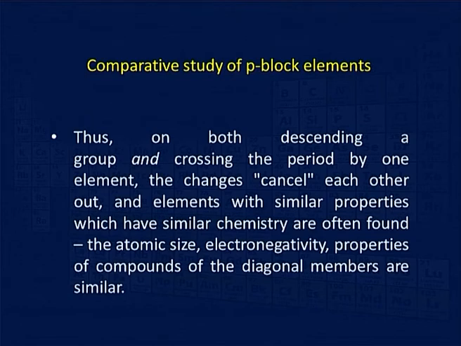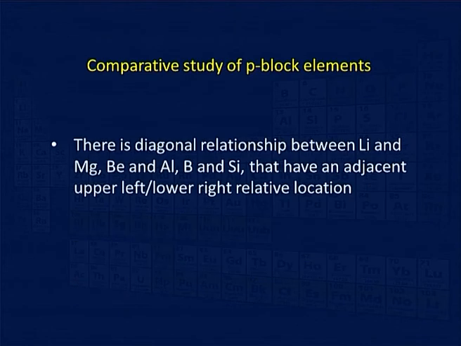The atomic size, electronegativity, and properties of the compounds of the diagonal members are somewhat similar. There is a diagonal relationship between lithium and magnesium, beryllium and aluminum, boron and silicon, that have an adjacent upper left, lower right relative location in the periodic table. Let us discuss the diagonal relationship between boron and silicon.